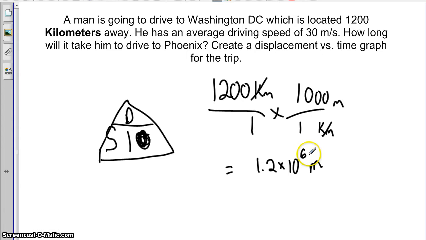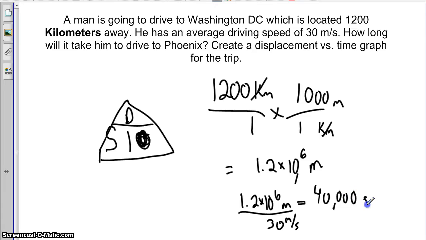If I want to know how long it'll take to drive, again, I'm going to take the distance divided by the speed. So now if I take 1.2 times 10 to the 6th meters and divide it by 30 meters per second, I get my calculator out and put that in. So I've got on top of my calculator 1.2 times 10 to the 6th divided by 30 gives me, it looks like, 40,000 seconds. Okay, so that's the first half, easy enough, 40,000 seconds.